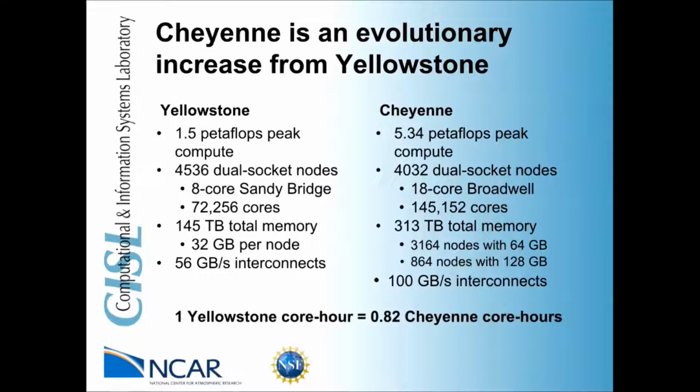So all of this summed up basically means that about 1 Yellowstone core hour should be equivalent to about 0.82 Cheyenne core hours. So when you're thinking about your accounting and how many core hours you need to accomplish your project's goals, that's a pretty good guideline to use. That's what we advise you use when taking care of that.